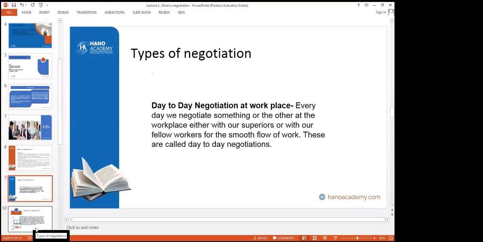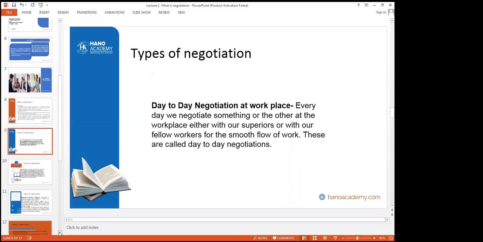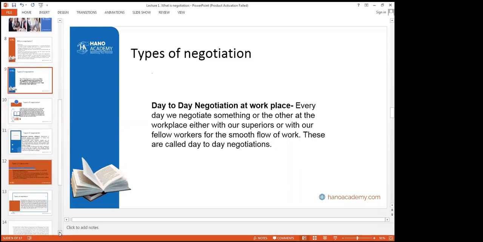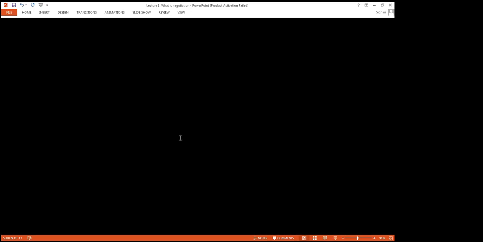Now let's look at the types of negotiation. What are these types of negotiation that you have ever come across? There are a number of them, and we shall look at one after the other. We have what we call day-to-day negotiation at the workplace.